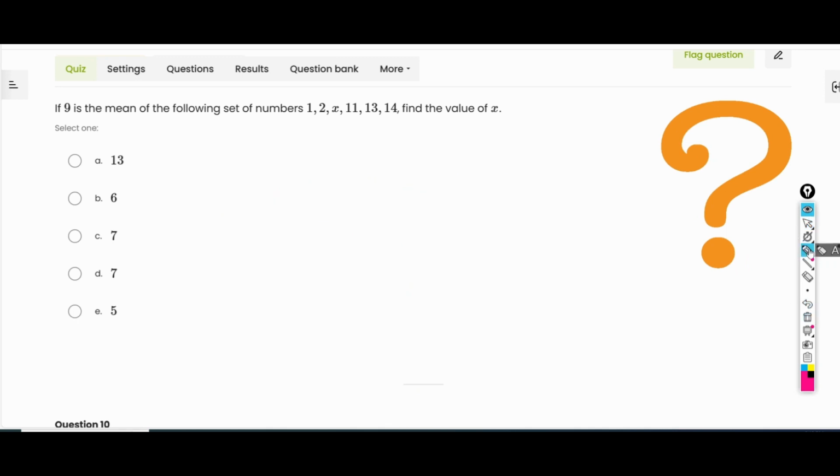Okay, 9 is the mean of the following sets. Find the value of x. Okay, good. So for the mean, we have a formula, right? The mean of the data set would be the sum of terms over the number of terms.